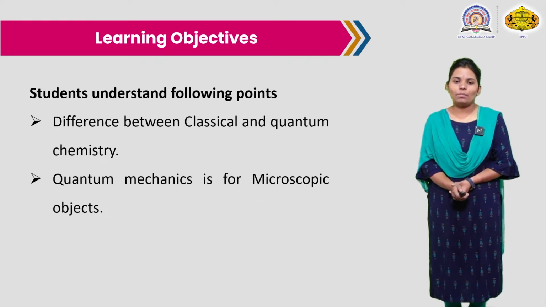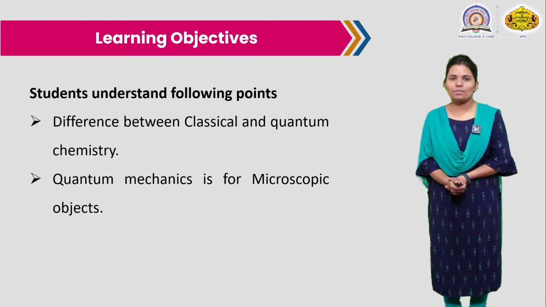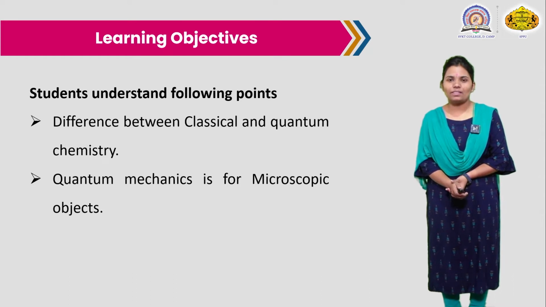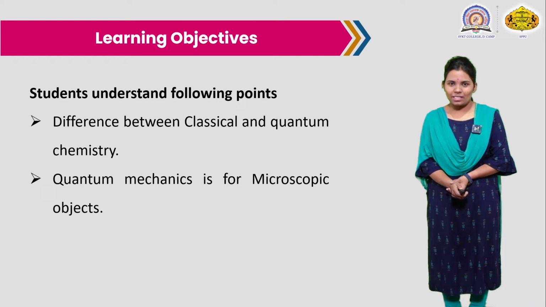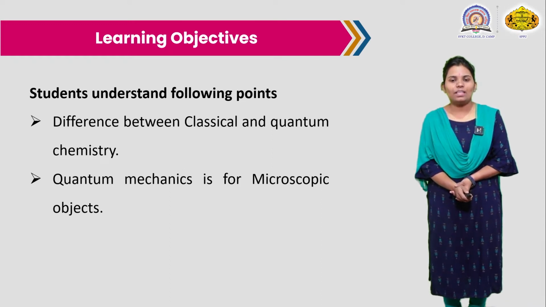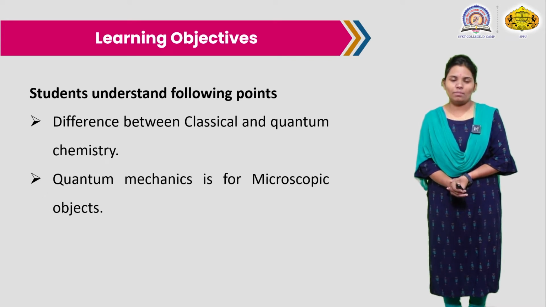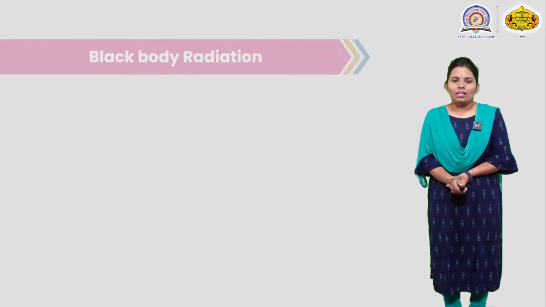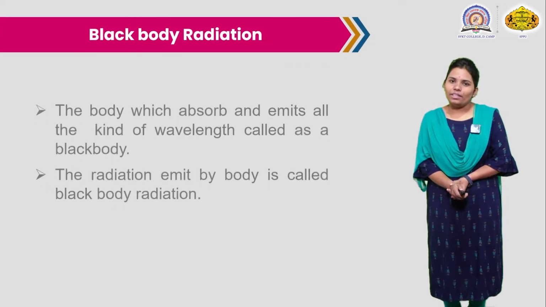Classical chemistry is mainly applicable to macroscopic objects, the objects that we can see easily, and quantum chemistry is for microscopic objects. The microscopic objects are the electron, proton and neutron, which are at the atomic level. Quantum is basically for the atomic and molecular level. In that, particularly, we are going to see black body radiation.